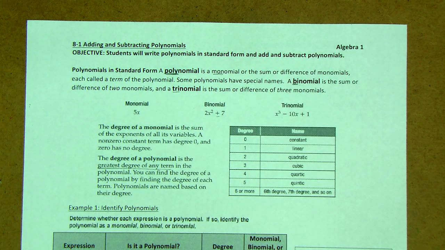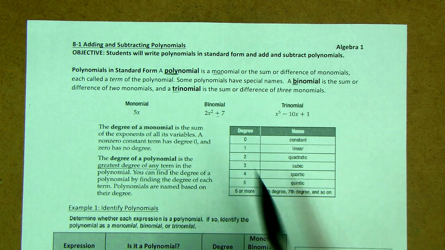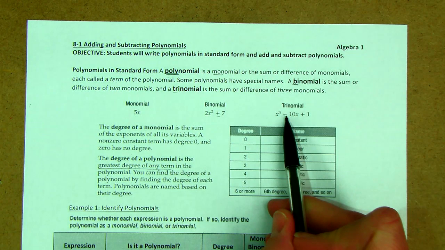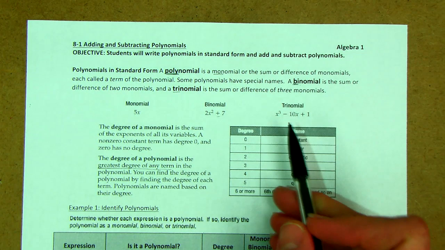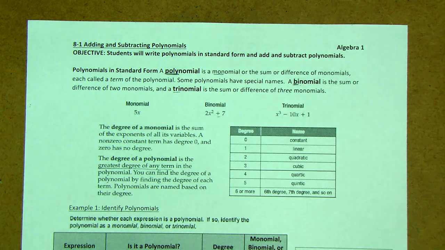Remember, terms are separated with sums or differences. So there's a plus sign here that separates it, and there's a minus sign and a plus sign. So that's why there are 3 terms. A monomial can just be a number. It can just be a variable, or it can be a product of a number and one or more variables.